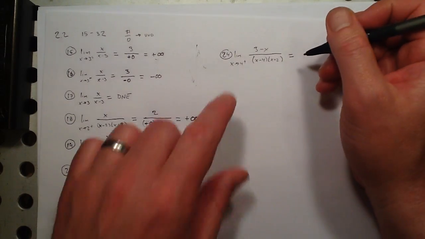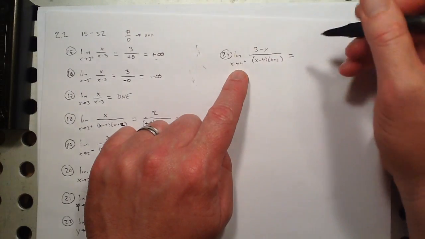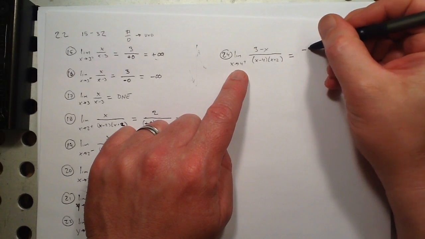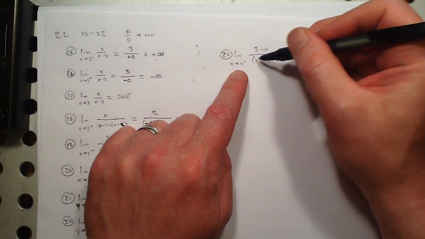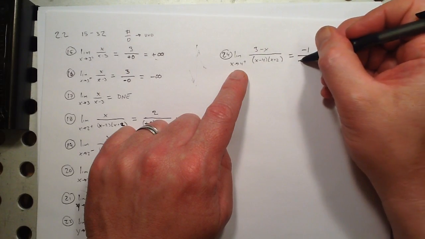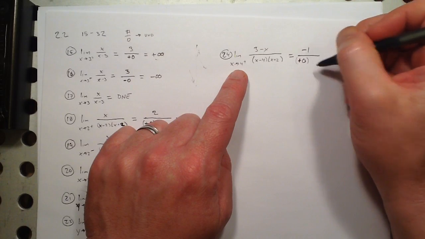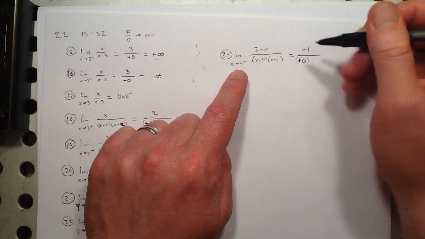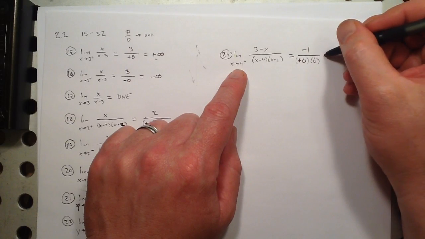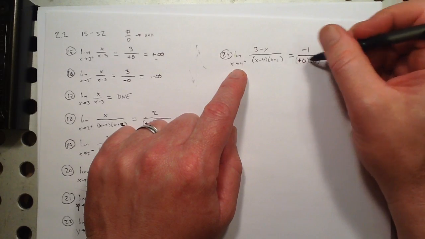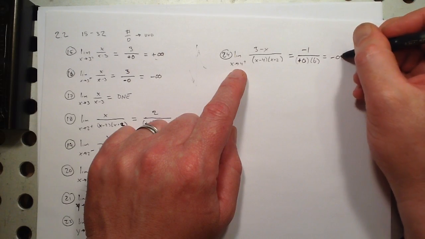So let's see with my signs now. On the top I've got 3 minus something very close to 4. It's going to give me something very close to negative 1. On the bottom, x minus 4 from above, so that's very close to 0, but it's positive since I'm approaching 4 from above. And then 4 plus 2, something very close to 6. So I've got a negative and 2 positives, so since I have a 0 on the bottom, that's going to approach negative infinity.